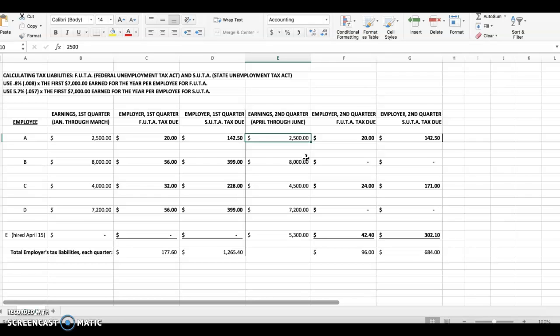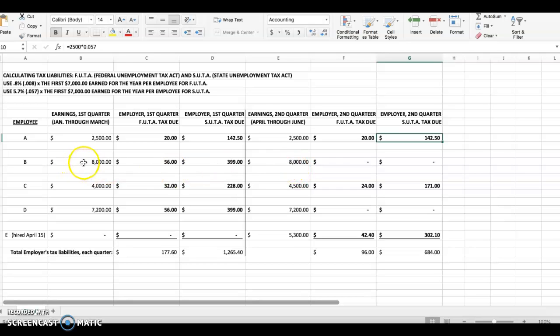So once again, as with all videos, you may need to pause and take notes and maybe rewind a little bit and listen to this again because it can be a little tricky. So once again, we base the federal on 0.008, as you see up in the formula line at the top, times the amount earned this quarter, as long as the total earnings for the year has not exceeded 7,000, and it hasn't. We're at 5,000. So we use the same calculation for federal and for the state again.